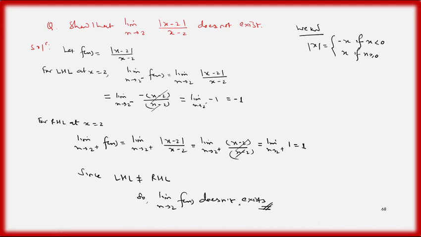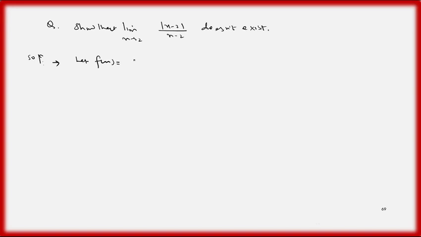Now the same question can be done by another process. Let me show that process as well. The question is the same: show that the limit x tends to 2 of mod(x minus 2) by (x minus 2) does not exist. This is the question. Now the solution: let f of x equal mod(x minus 2) by (x minus 2).